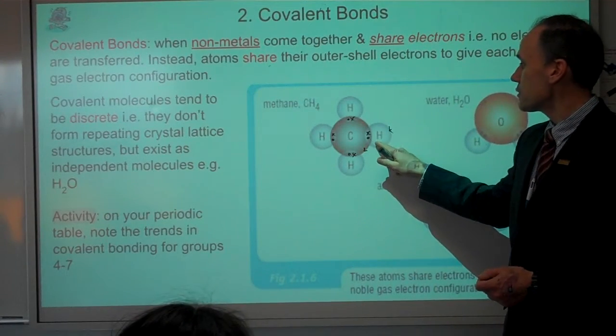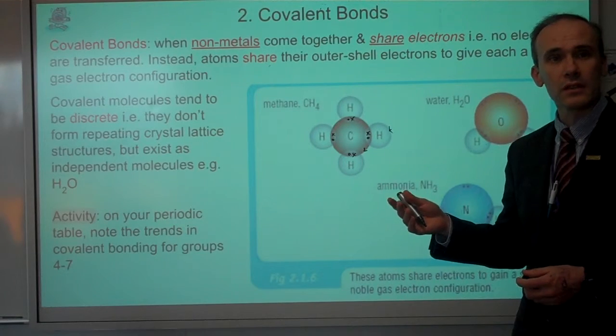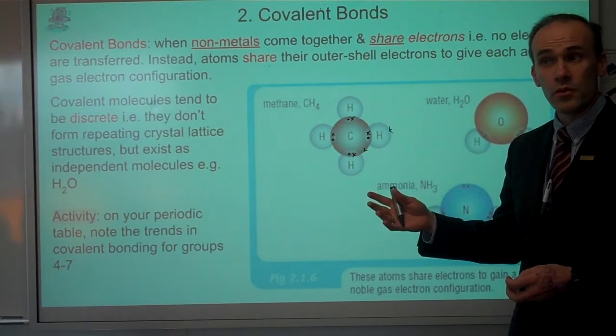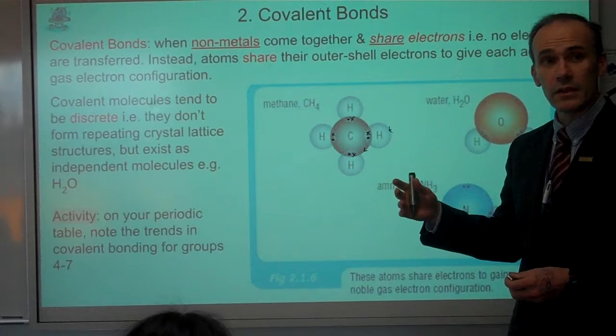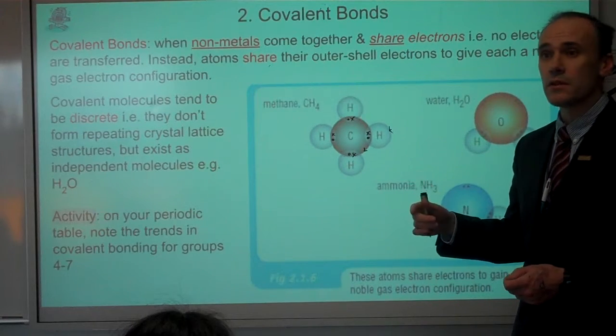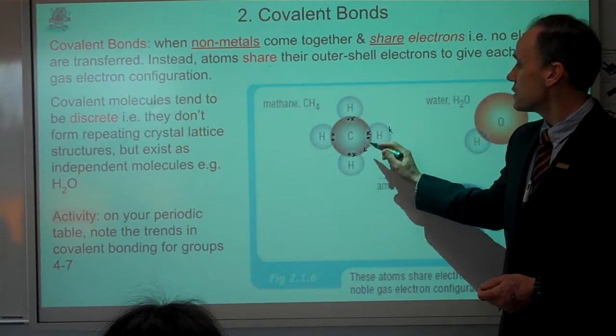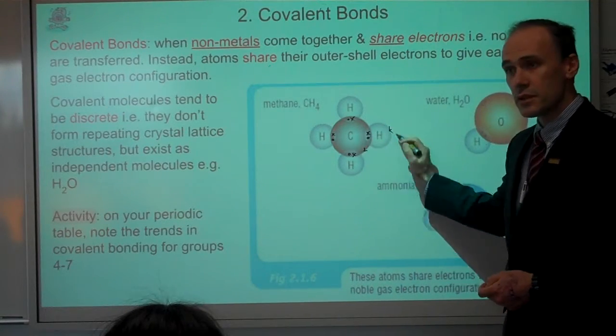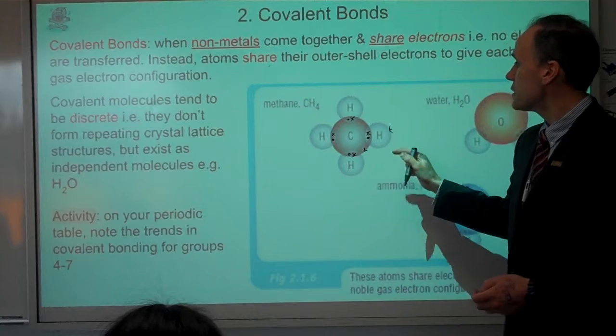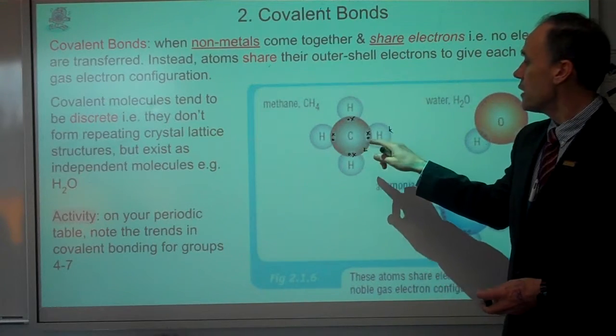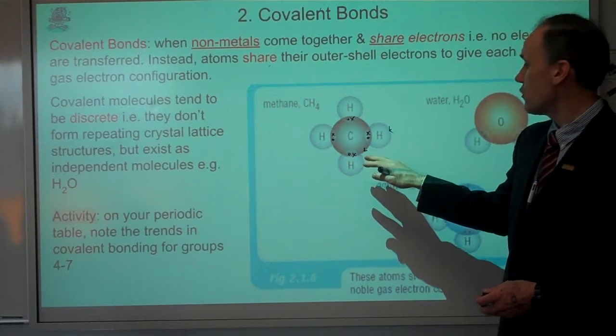And with these shared electrons, hydrogen has 1 electron in its outer shell. It wants to get 2, so it's similar to helium, which has a noble gas configuration. So it has 1, and it needs to share 1. That's what each hydrogen is doing, and those hydrogen electrons are also going around the carbon. And so you get this electron sharing going on with a covalent bond.